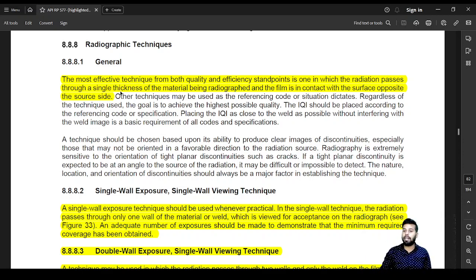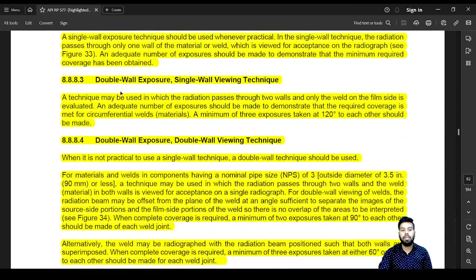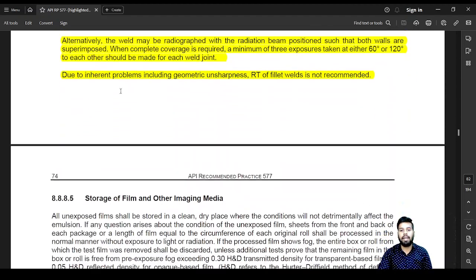But there are multiple techniques also available. These techniques will generally be used for pipe radiography or circular section radiography. The techniques are single wall technique or double wall technique. In single wall technique, you can have single wall single image. In double wall, you can have double wall single image and double wall double image or elliptical shot. So it's something like this.